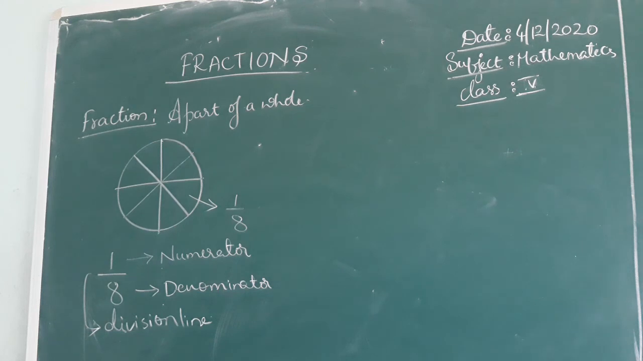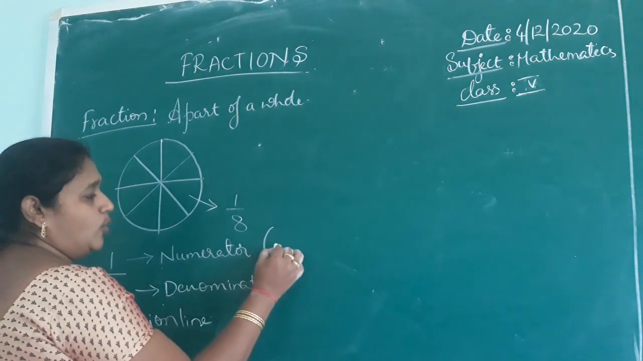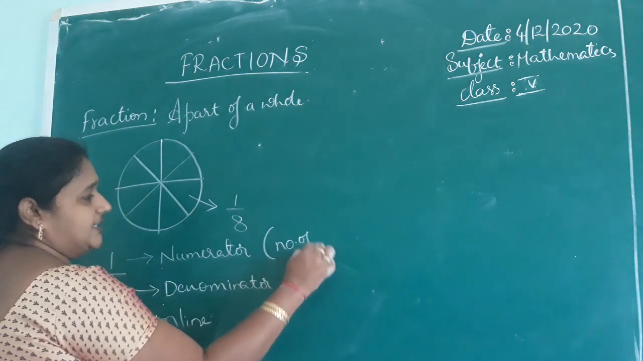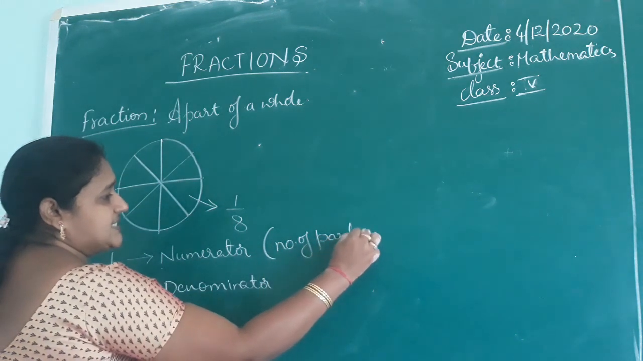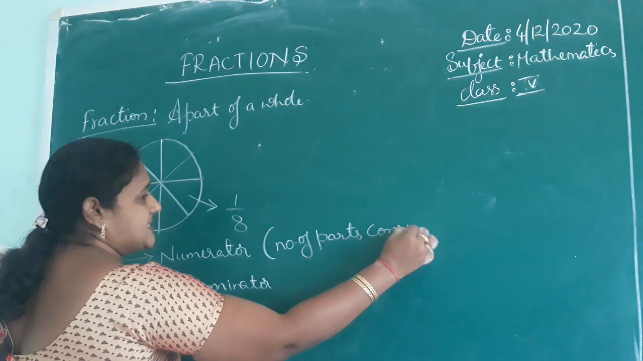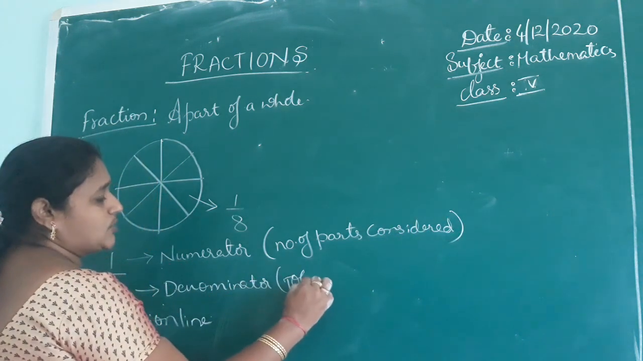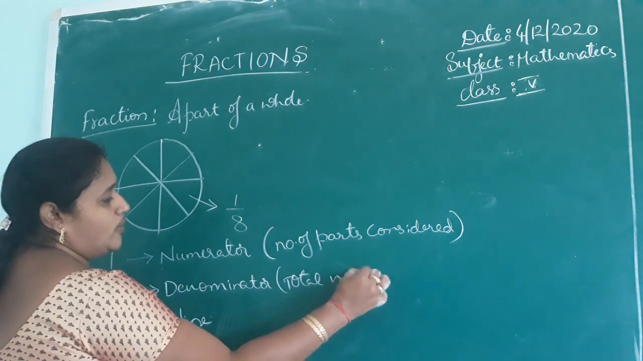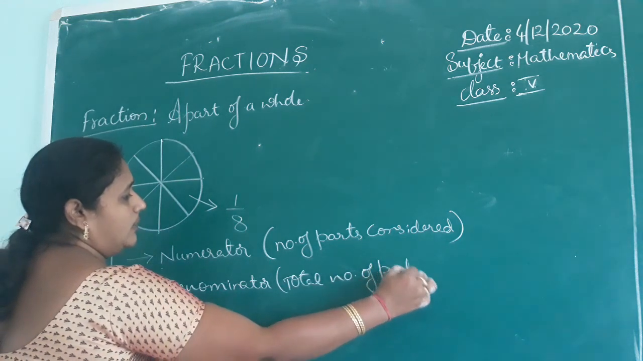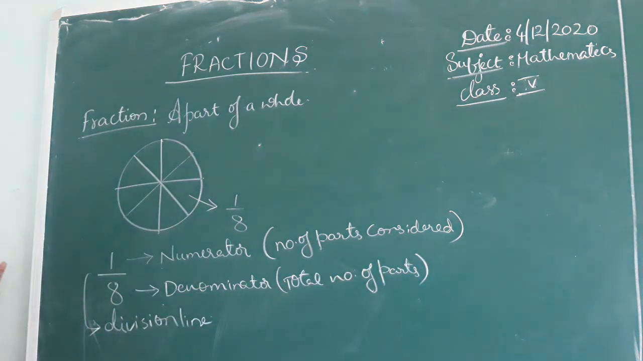Here in the numerator we take the number of parts considered. That means how many parts we took into consideration. And 8 represents the total number of parts. Denominator represents the total number of parts. This is about a fraction.